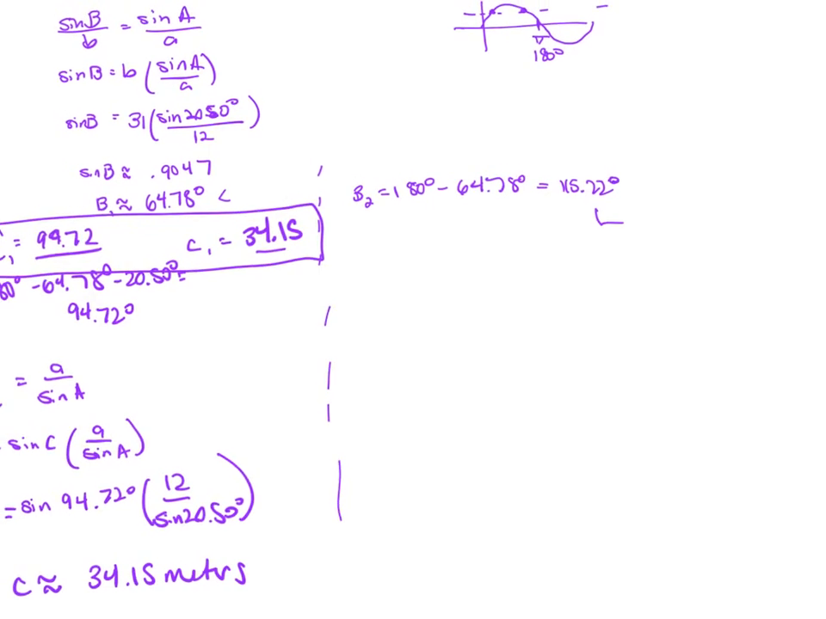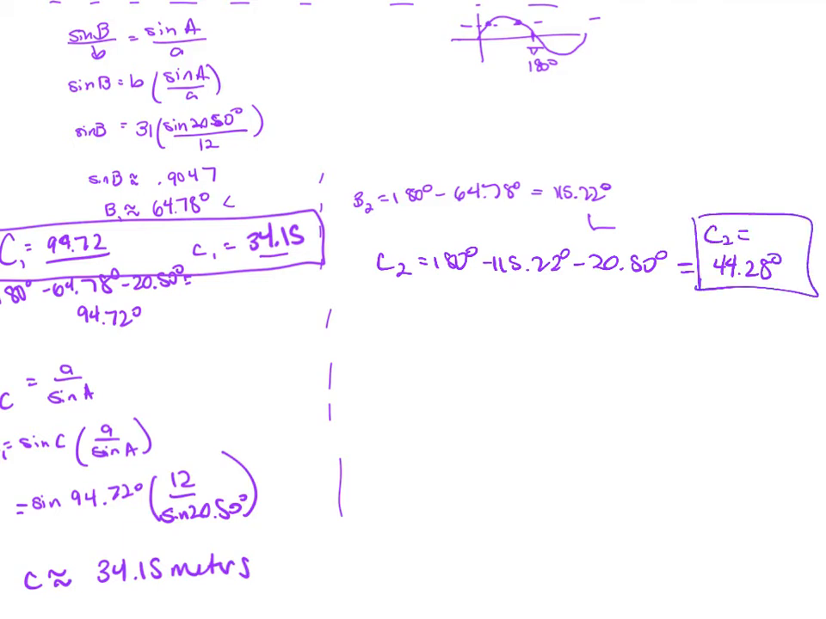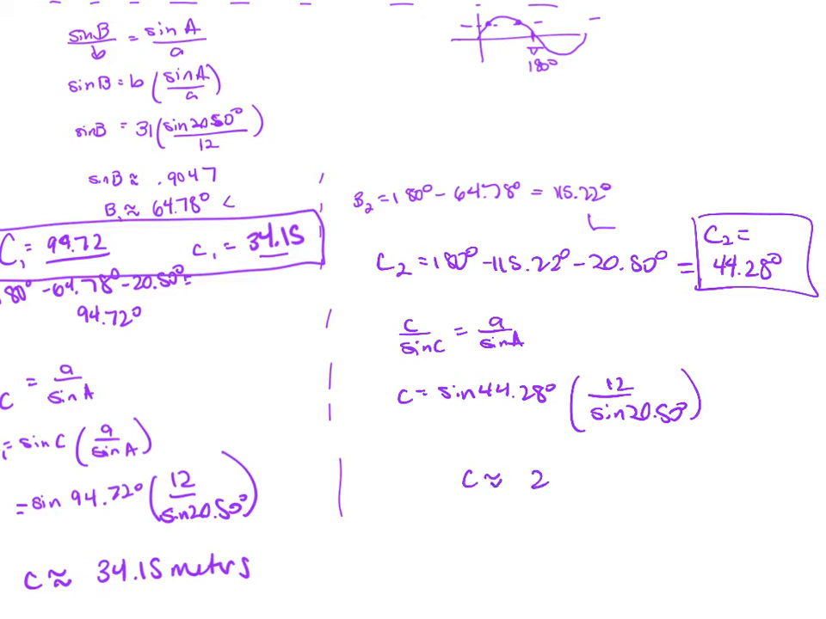So let's do B2. To find C2, we're going to take 180 degrees minus 115.22 degrees minus 20.50 degrees, and we find that that equals 44.28 degrees. So that is our C2. Then using the same ratio, c over sine of C equals a over sine of A. So c equals sine of 44.28 degrees times 12 over sine of 20.50 degrees. You would find that c is 23.92 meters.